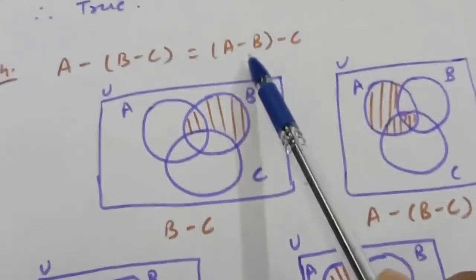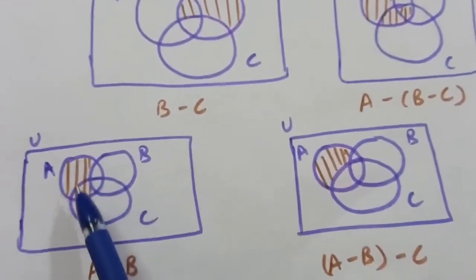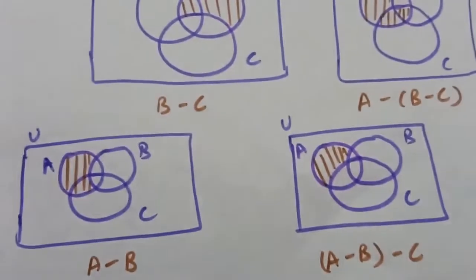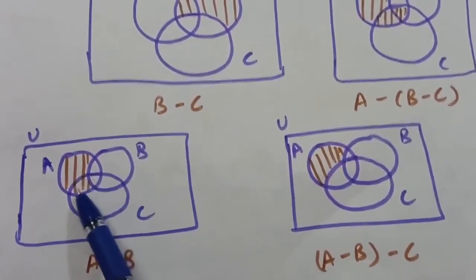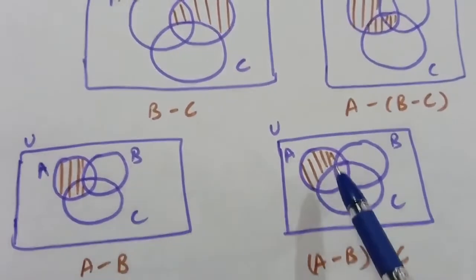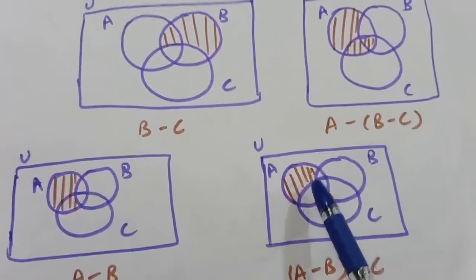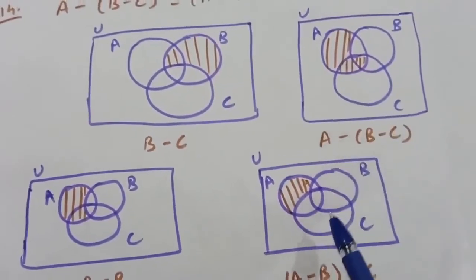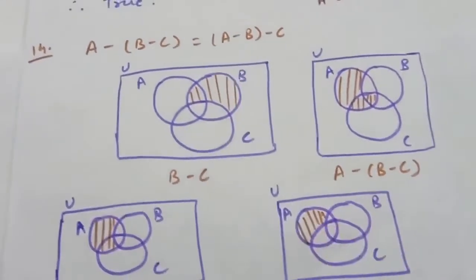Now we want to calculate (A minus B) minus C. That is that part of A minus B which does not include C. So see, this is A minus B, but this portion lies in C. So leave this portion also. This is (A minus B) minus C. As we can see, these two shaded portions are not equal. Therefore, we can say that this statement is false, right?